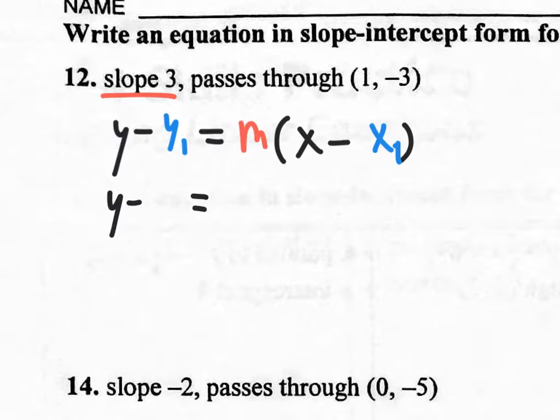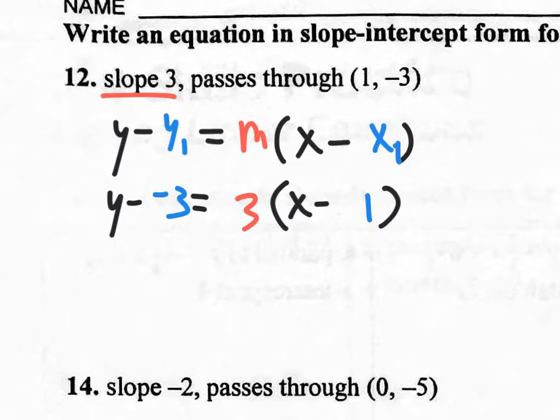So you have, what is your y1 value? -3. And what's my m value? 3. What's my x1 value? 1. There we go. It's that easy, guys. This is your point-slope form equation. If they tell you just write an equation, that would be it.